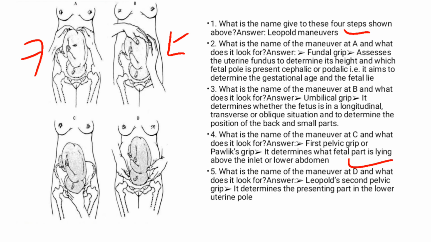So that's the end of the tutorial, and this is just some literature review. Though for Leopold's maneuvers, usually there is not necessarily anything more to add on. So it's just an assessment to help you assess the fetal part, fetal lie, and if the fetal head is engaged or not, and from there, that's when you can get a lot of information.